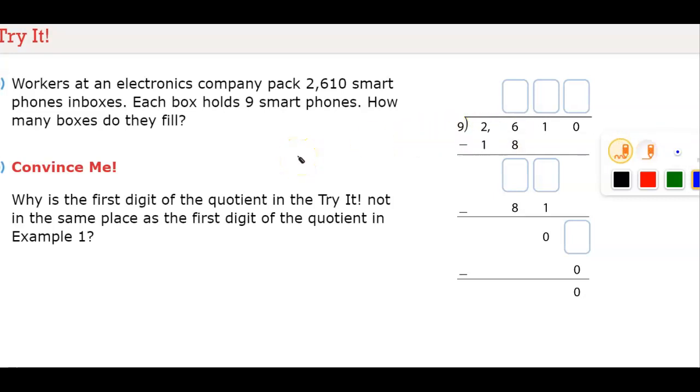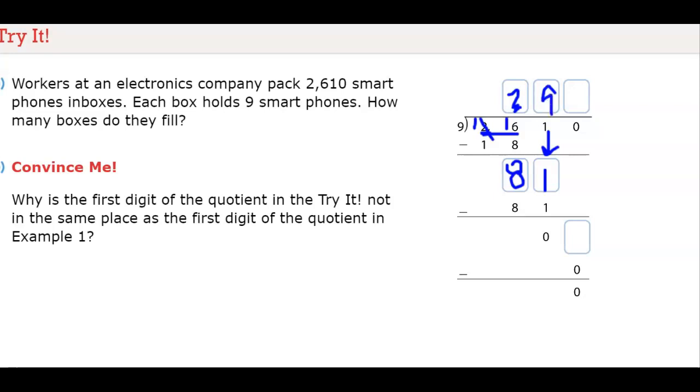So they already set it up where 9 cannot go into 2, but 9 can go into 26. 9 times 2 is 18. So they already have 18. And then we have to subtract. So we have to regroup, and that becomes a 1. 16 minus 8 is 8. Then you have to bring down the next number. You have 81. 9 times what equals 81? 9. So 9 times 9 is 81.